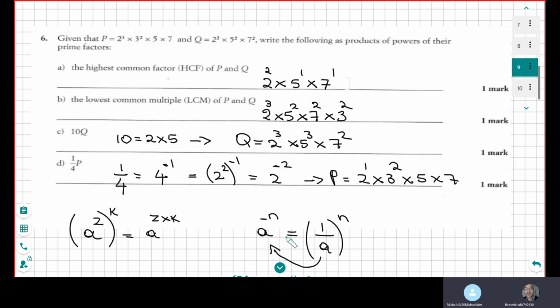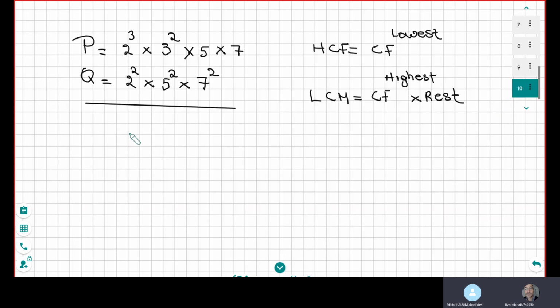And basically we have answered this exercise. We wrote all the numbers as products of powers of prime factors. Prime factors are numbers that cannot be divided, like the 2, 5, 7, 3, because all the rest can be divided by other numbers. So we use this method of the factor tree. The factor tree is very useful here, so remember how to find the factor tree of a number.